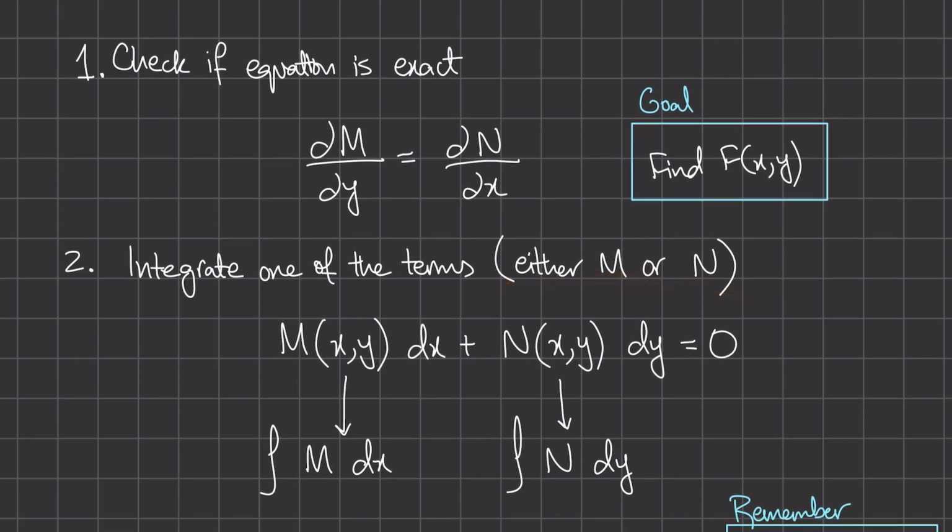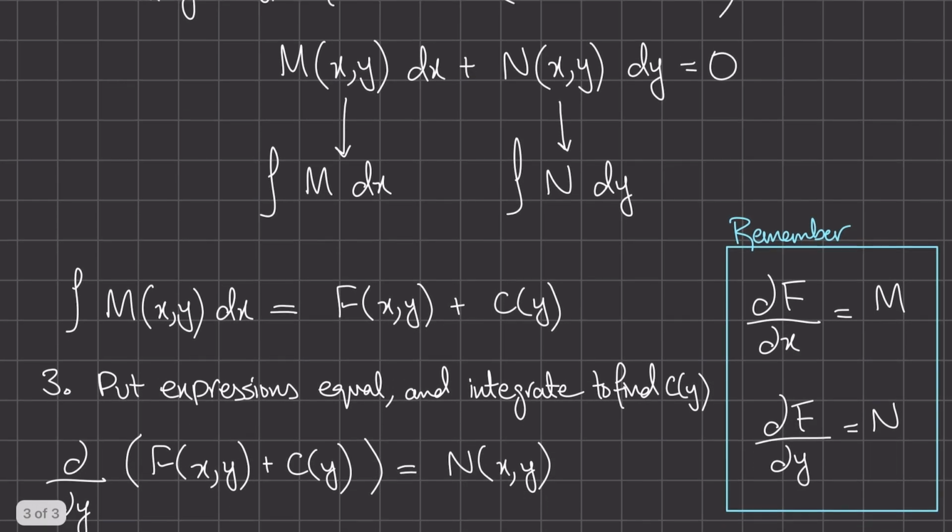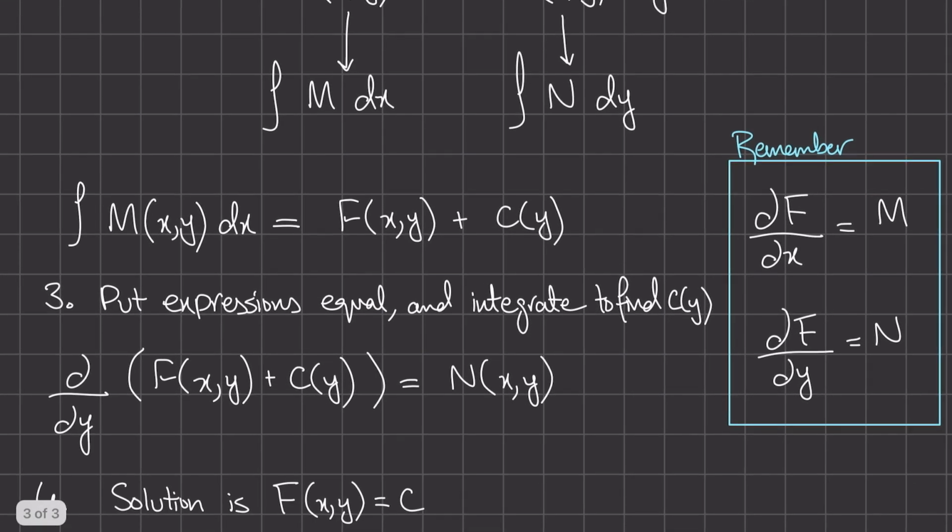Let's say we integrate M. That will be with respect to x due to the dx here. This gives us f of x,y plus c of y. The constant here depends only on y. If we integrated N, then the constant would only depend on x. Now we take the partial derivative of this with respect to y, and that is equal to N, as we stated earlier. We then solve for c, which is the constant of integration, and this is equal to f.